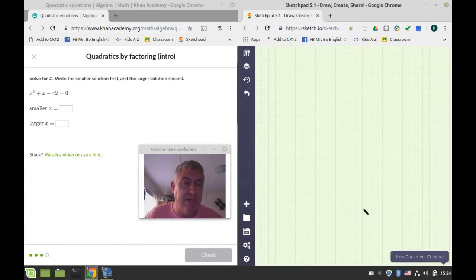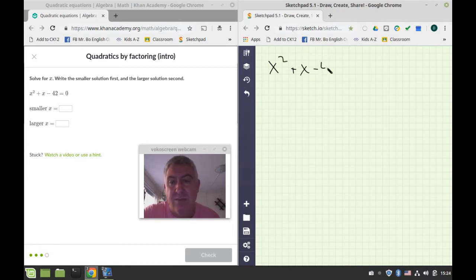And our last problem here, solve for x. Write the smaller solution first and write the larger solution second. So I have x squared plus x minus 42 equals 0. So I want factors of negative 42 that add up to be plus 1.